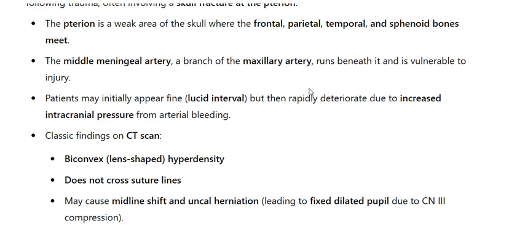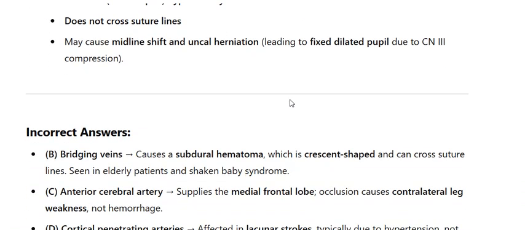Incorrect answers. B. Bridging veins causes a subdural hematoma, which is crescent-shaped and can cross suture lines, seen in elderly patients and shaken baby syndrome. C. Anterior cerebral artery supplies the medial frontal lobe. Occlusion causes contralateral leg weakness, not hemorrhage.